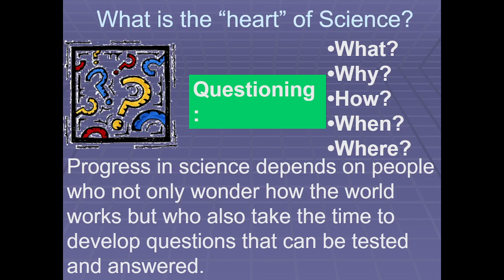What is at the heart of science? The main thing of science is asking questions like what, why, how, when, and where. Progress in science depends on people who not only wonder how the world works, but who also take the time to develop questions that can be tested and answered.